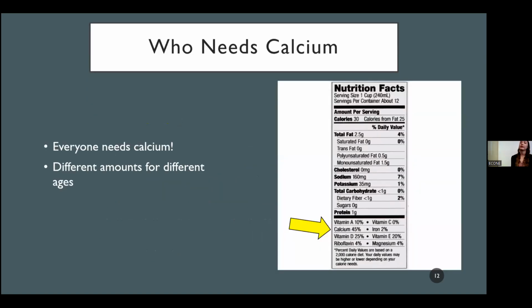All right, now we're gonna move into who needs calcium. Like we mentioned earlier, everybody needs calcium, but you might need a different amount based on age. What we have on this slide is an example label of where you might find calcium. If you pick up something at the grocery store and look at the food label, where this arrow is will tell you how much calcium is in it. And the percentage is how much is in that particular food and how it relates to your percent daily value.